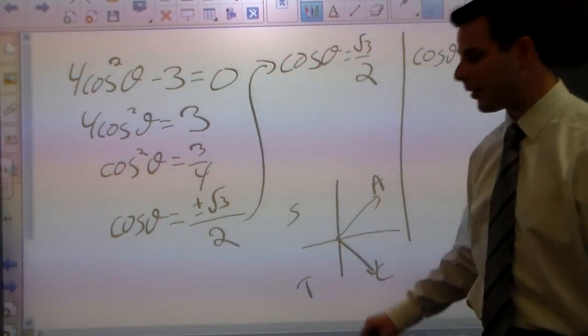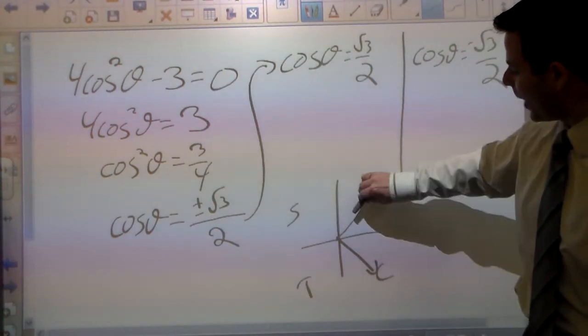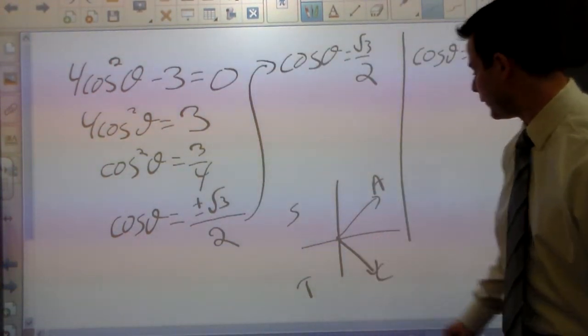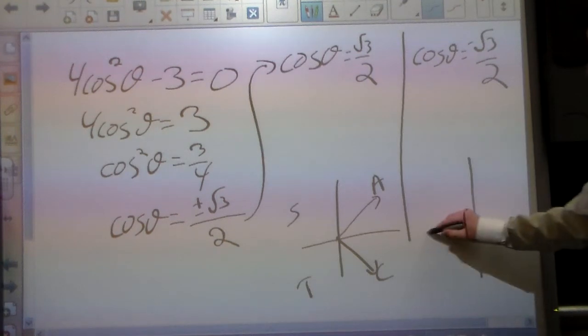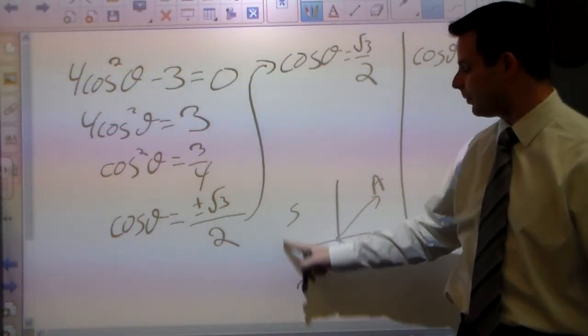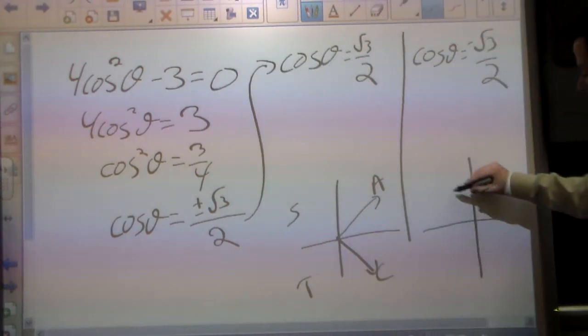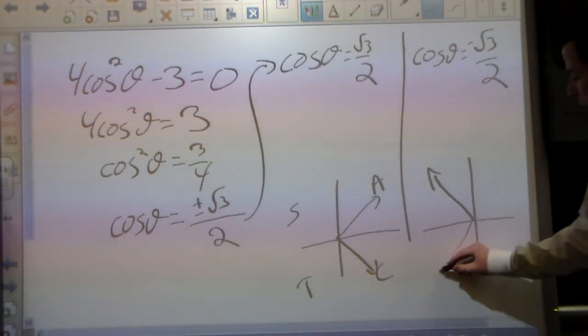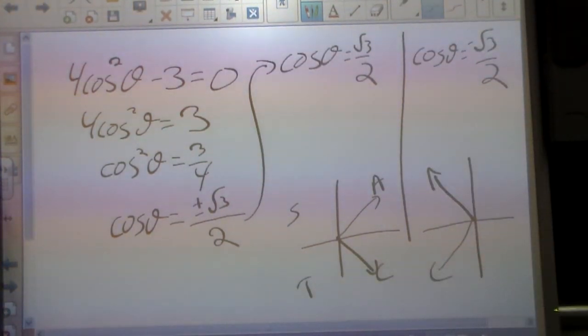So once we find our reference angle, we're going to be going up that many degrees and down that many degrees. For this side, this says cosine is negative. Well, cosine is negative in the second quadrant, and it's negative in the third quadrant. So on this side, we're looking for a second quadrant angle and a third quadrant angle.